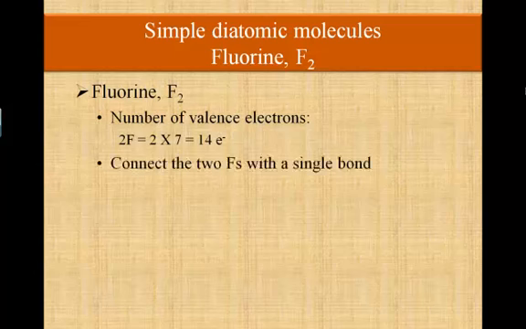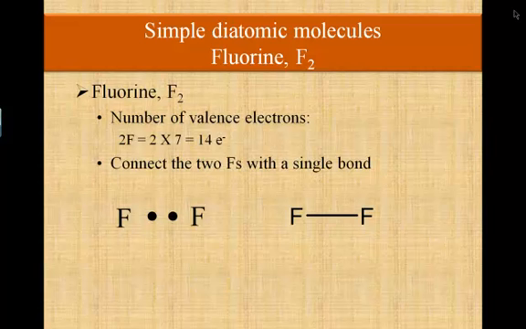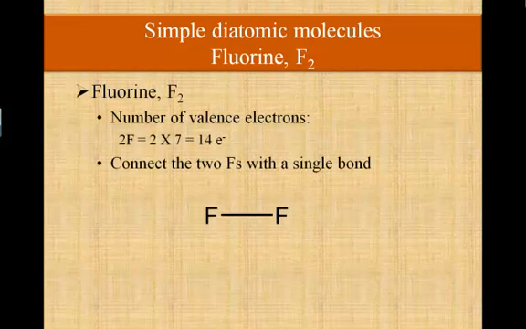I'm going to connect the 2 fluorines with a single bond. So a single bond is composed of a pair of shared electrons between 2 atoms. So I can represent this pair of electrons as 2 dots, a dot for each electron, but very often we represent that pair of electrons that forms a bond as a line. And I'm going to be doing this in the future. So that line represents my first pair of electrons that I've used.